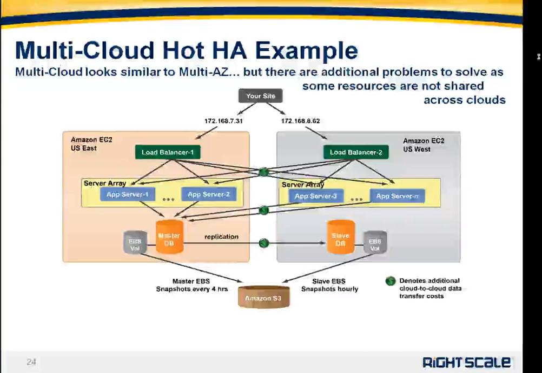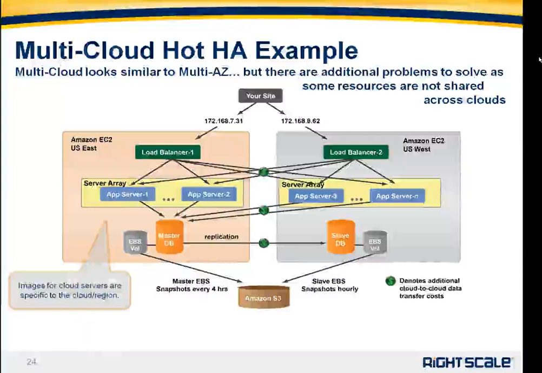All right. So now multi-cloud looks similar to multi-AZ, but there are some additional problems that you need to solve because not all resources are shared across clouds. Particularly, some are shared across regions, some are not, and definitely not across different vendor clouds. So for example, images for the cloud servers are specific to the cloud and region. And the RightScale server template, and particularly the MCI, our multi-cloud images, assist you greatly here in that you can have a server template that's built on a single MCI, and that MCI will have images that will run in all of the supported regions.